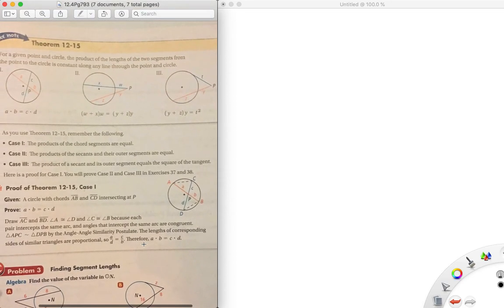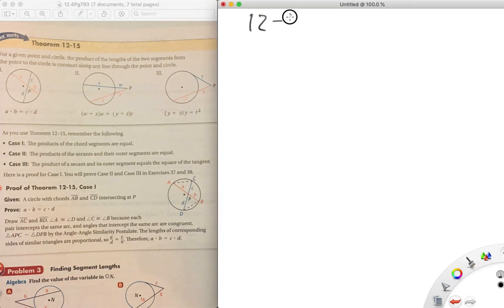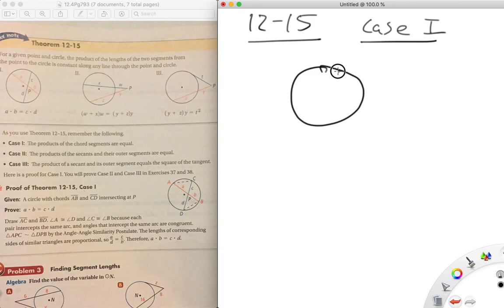And we have theorem 12.15, and this also has 3 cases, but the equations are not the same. They're 3 different equations. So what this one says is that if I have a circle, and this is case number 1, if I have a circle and I have 2 lines that go through it like this, they meet at a common point. Right. Let's say that this is A. Let's say that this is B. Let's say that this is C. Let's say that this is D.